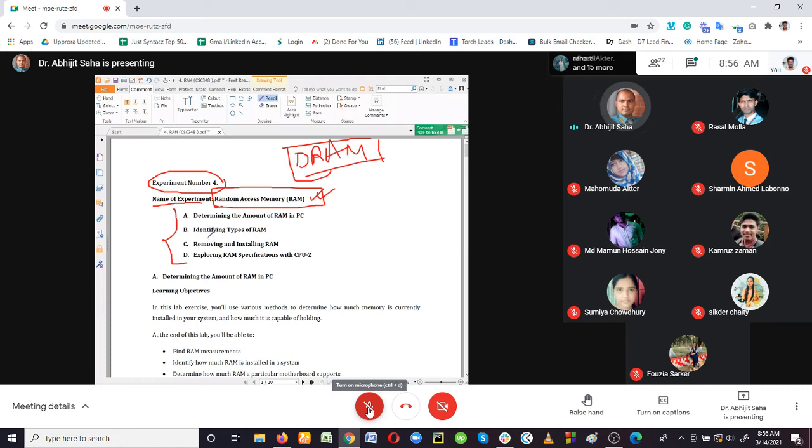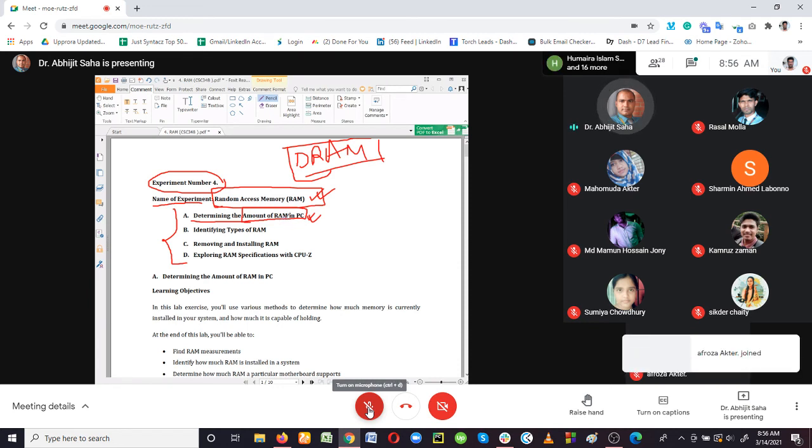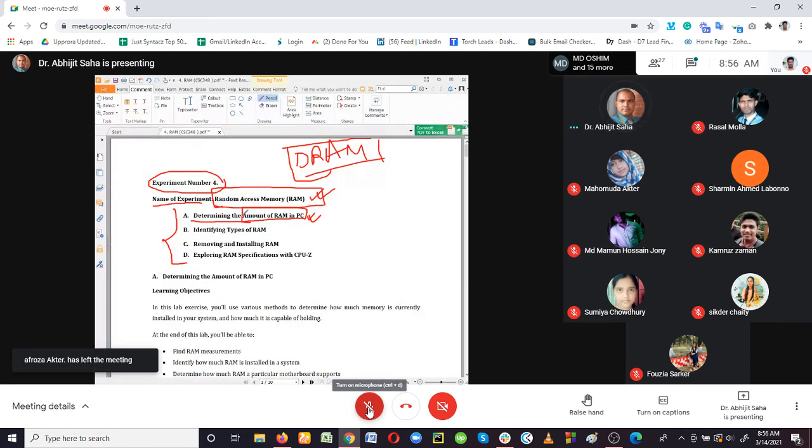in this experiment. The first is determining the amount of RAM in the PC. This is about how to check how much RAM we have in our computer system. It can be checked in many ways. Several ways are there to determine how much RAM I have. Is it 2 GB? Is it 4 GB? Is it 8 GB? How am I going to determine how much RAM I have? That is one point.